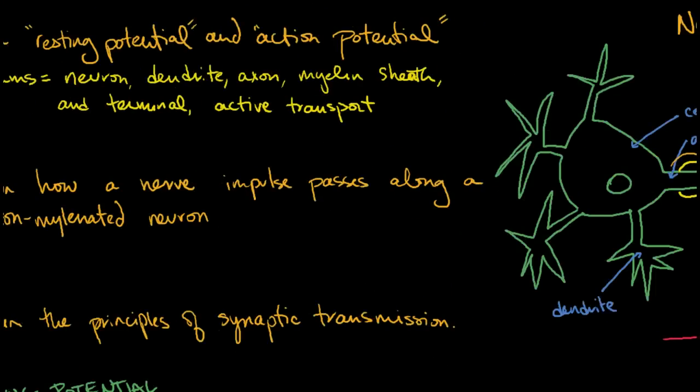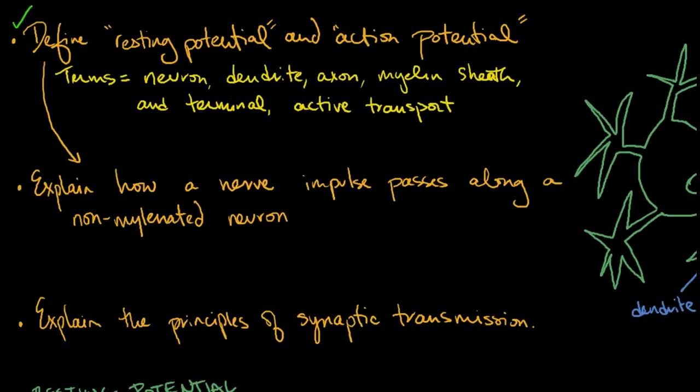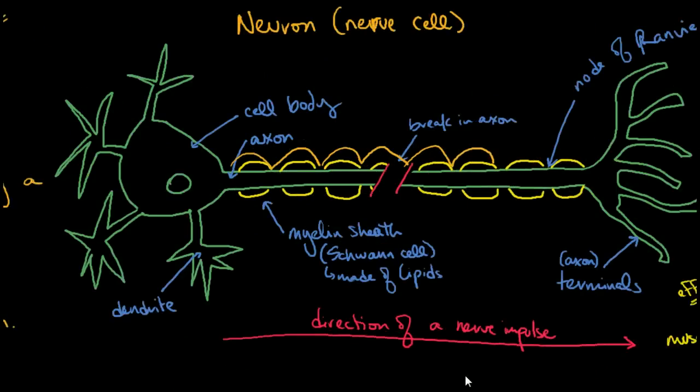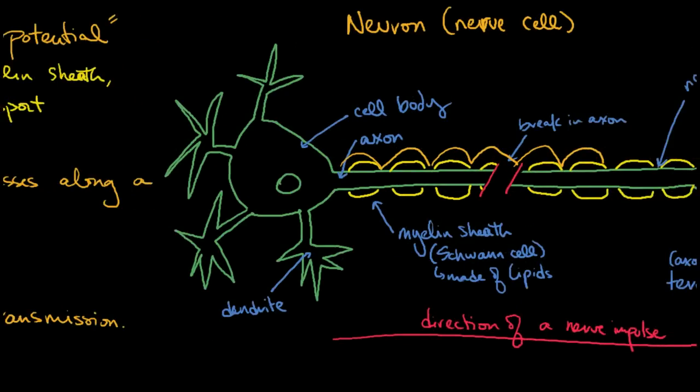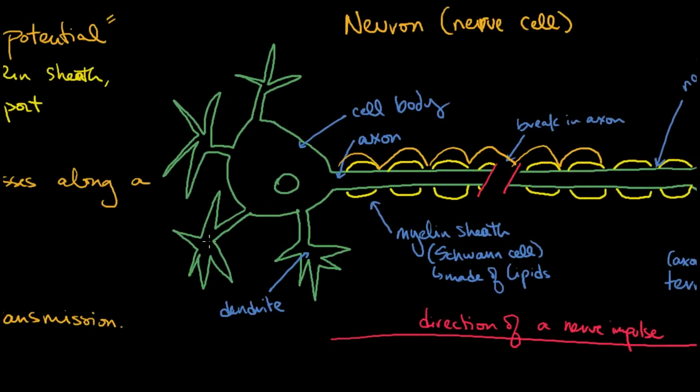Okay, so let's go back over here and see. Now you need to understand the principles of synaptic transmission. So really what we're talking about is what's happening right here at the end, at the axon terminals, or in other words, what's happening right here before the dendrite of another neuron. So think of this diagram of a neuron lined up, one neuron after another after another.